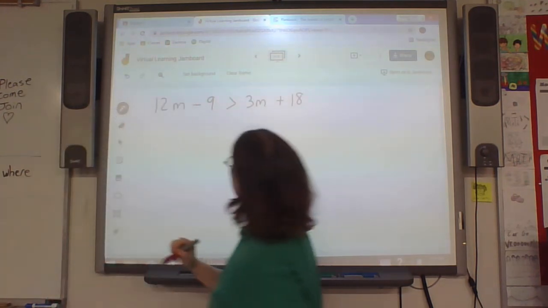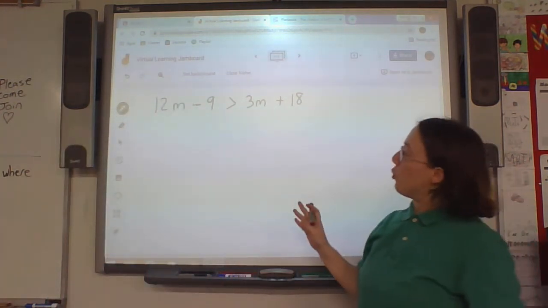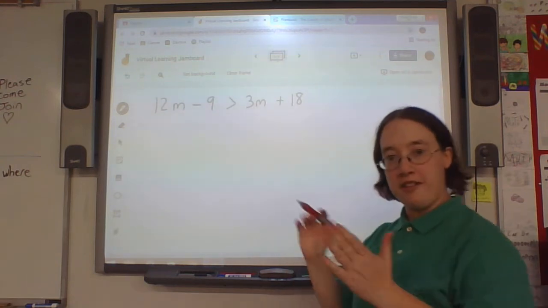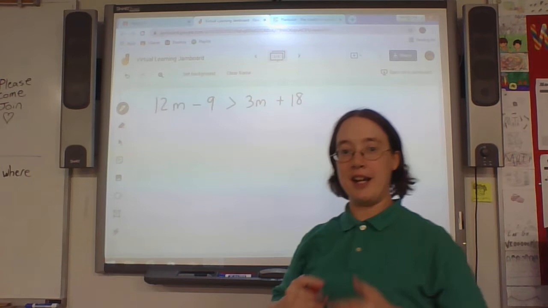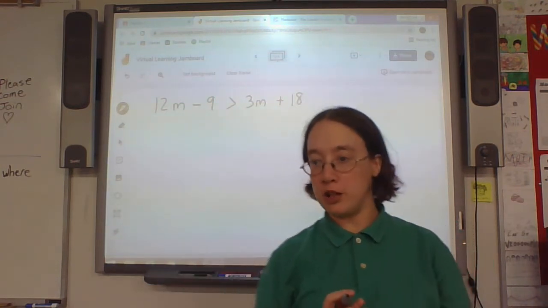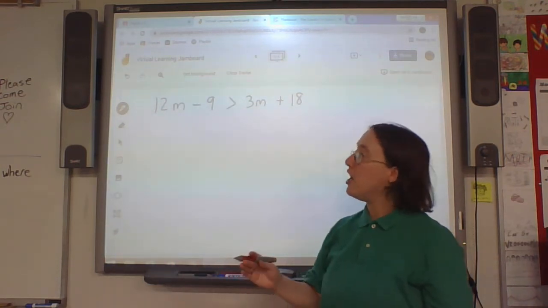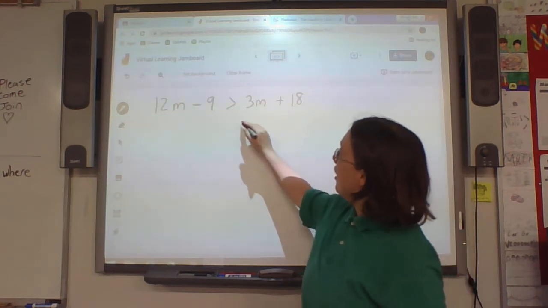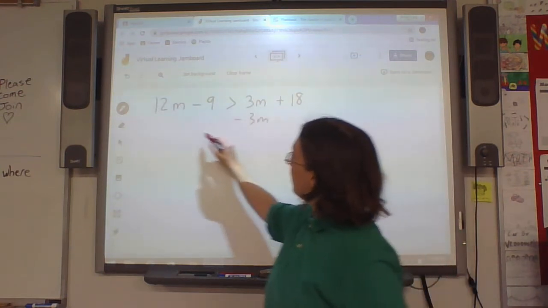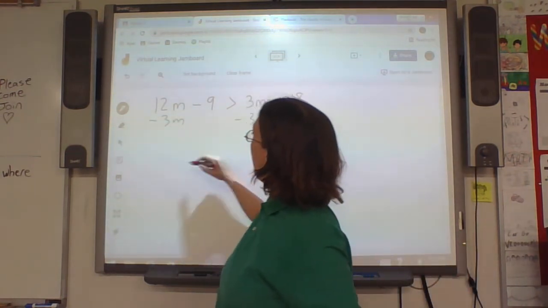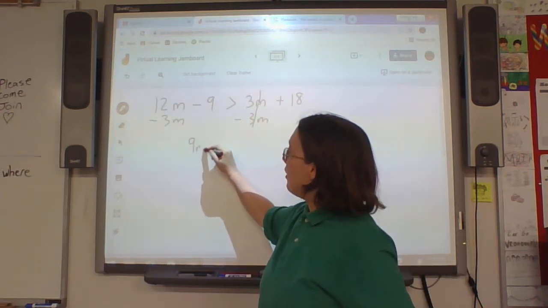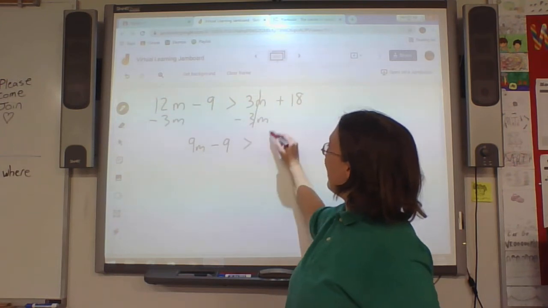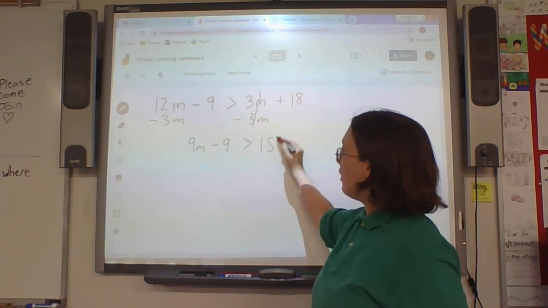All right, same sort of thing here. If we want to get our variables over to the same side, we can either subtract the 12m or we can subtract the 3m. Again, it's going to be nicer to go with the smaller one. That way we don't end up with negatives, but you can technically do it either way. So we're going to subtract this 3m. These are gone. 12m minus 3m is 9m. And then we've got that 18 still hanging out over here.